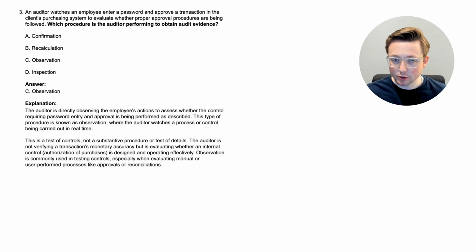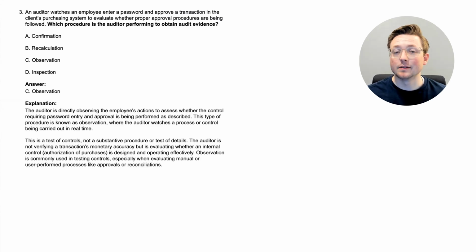Again, that's probably not too difficult. So let's go through this just one more time to make sure it's clear what observation is, what you use it for, and what kind of audit evidence you use it for. The auditor is directly observing the employee's actions to assess whether the control requiring password entry and approval is being performed as described. This type of procedure is known as observation, where the auditor watches a process or control being carried out in real time.